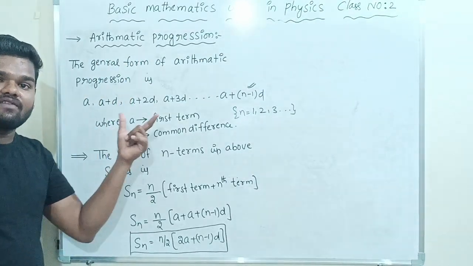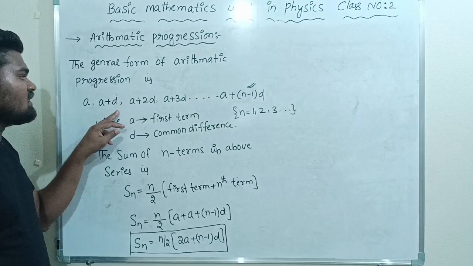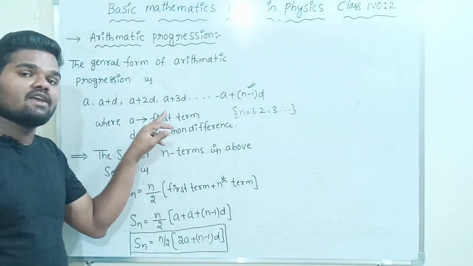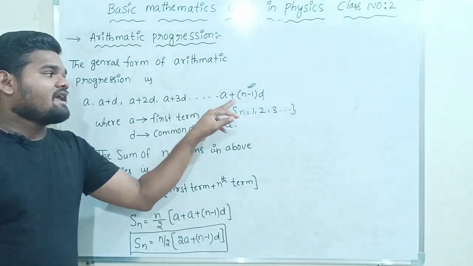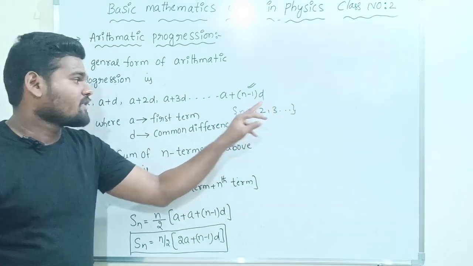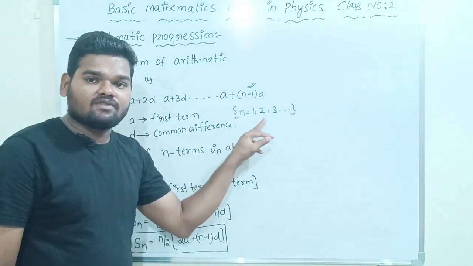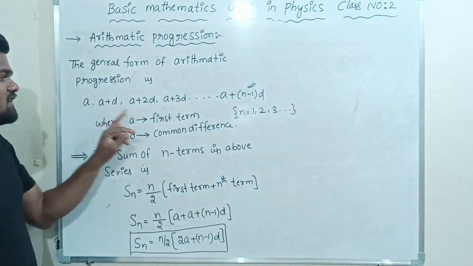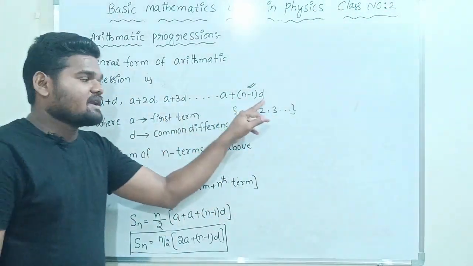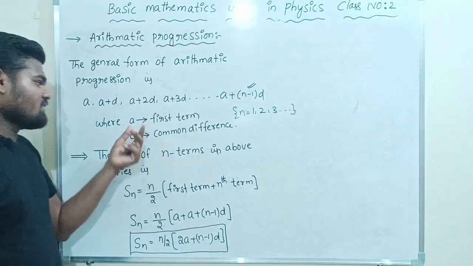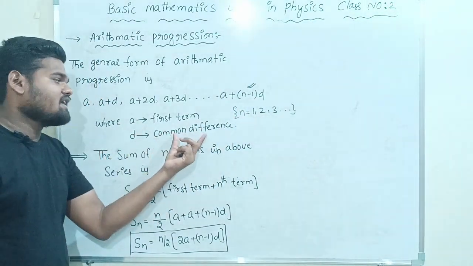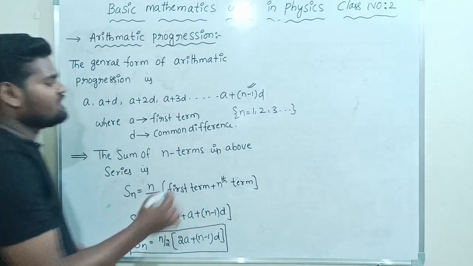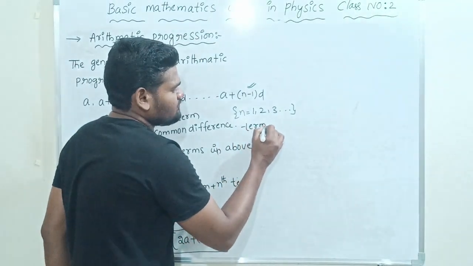So what is the general form of arithmetic progression? a, a plus d, a plus 2d, a plus 3d and so on, a plus n minus 1 into d. What is n? n is equal to 1, 2, 3 and so on, where a is what? First term, and a plus n minus 1 into d is what? Nth term, and d is what? Common difference between the terms.